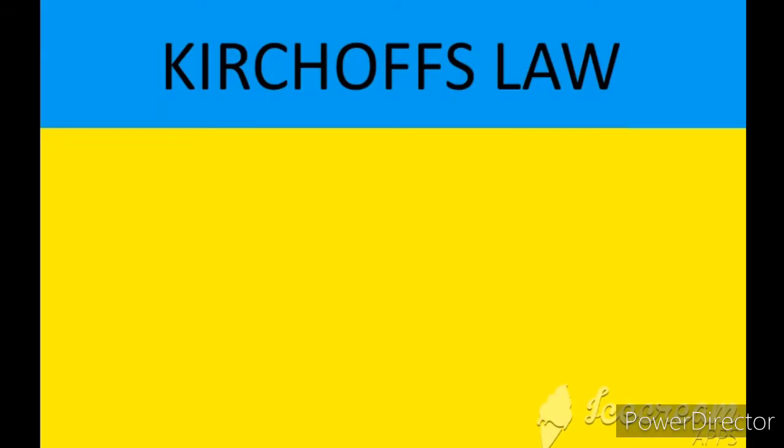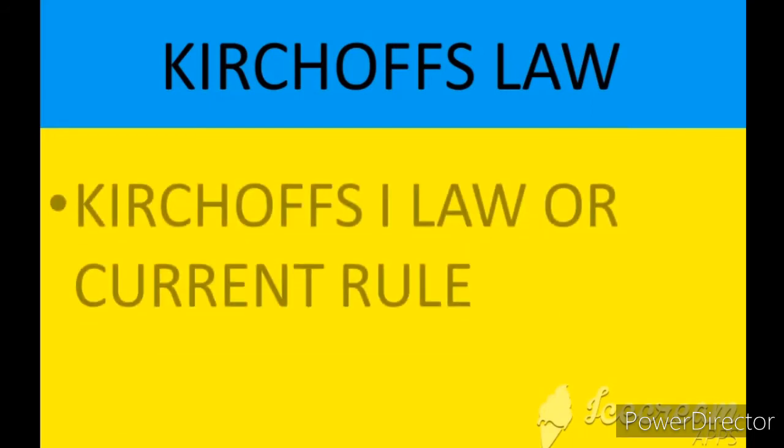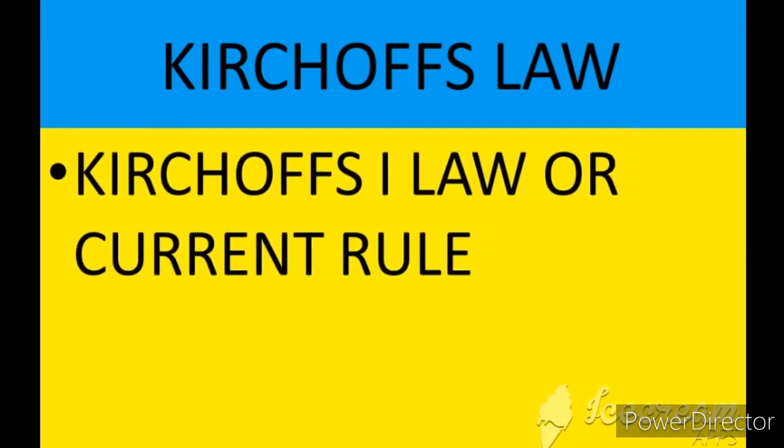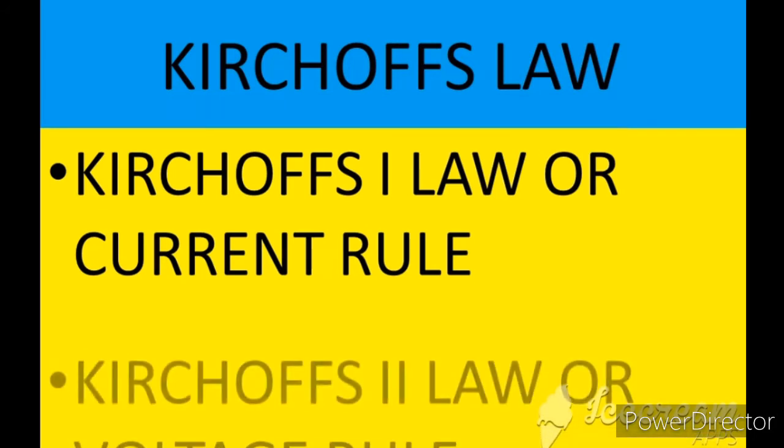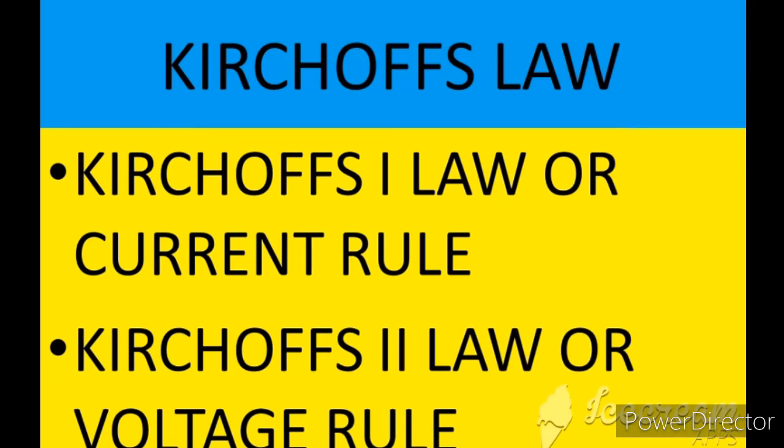Next we are going to see Kirchhoff's law. Kirchhoff's law has two laws. The first one is Kirchhoff's first law, which can also be called the current law. The second law is also called the voltage law, or voltage rule. Now we are going to see what Kirchhoff's first law and second law are. Kirchhoff's current law first.